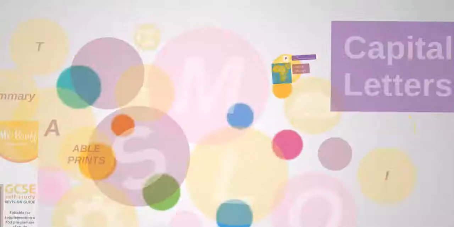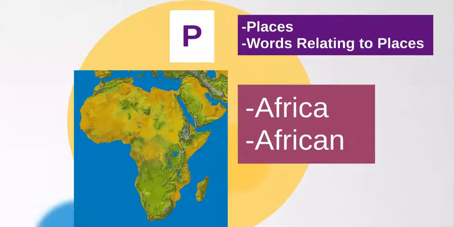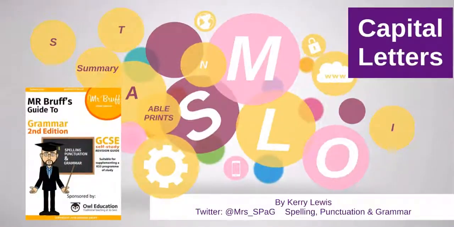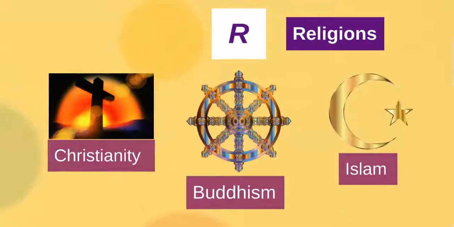P is for places or words relating to places. For example, this is the continent of Africa, and if you're from Africa, you're African. R is for religions. For example, Christianity, Buddhism, and Islam.